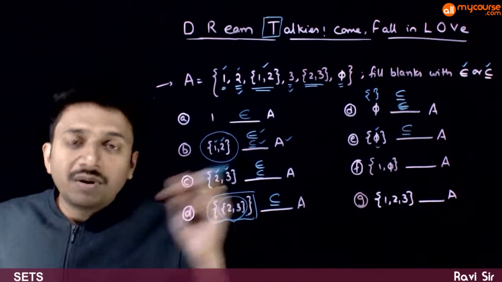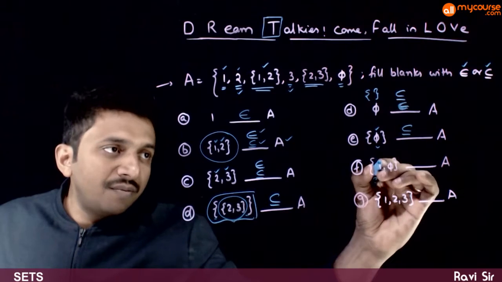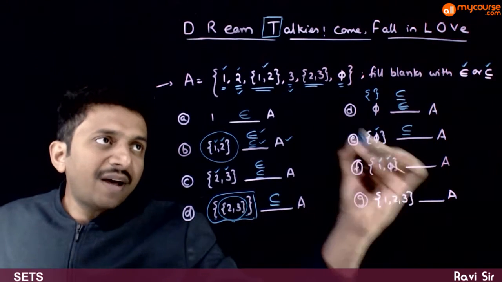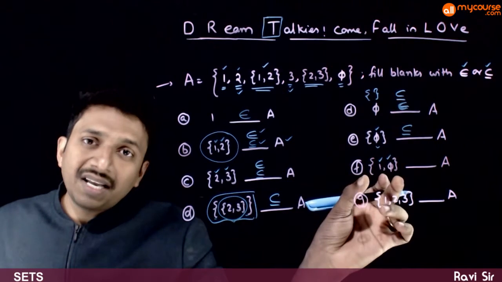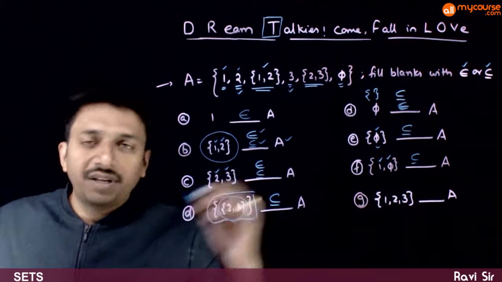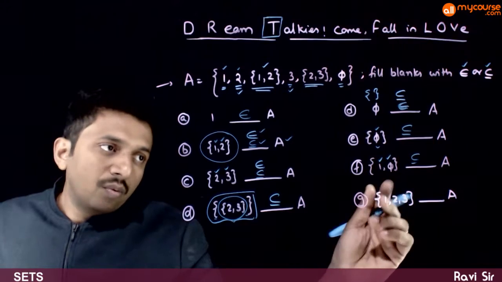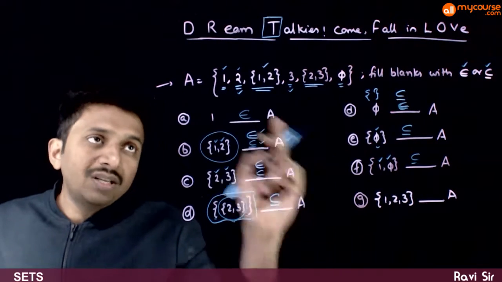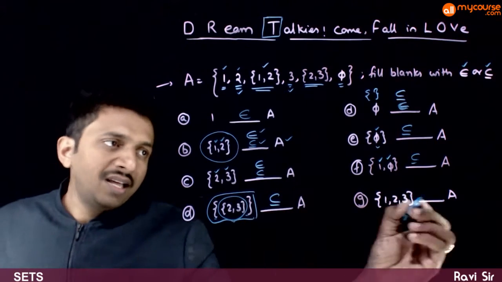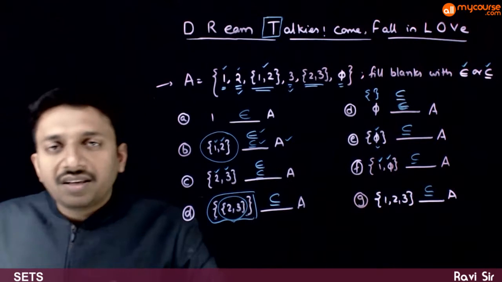Set containing 1, 5. So as you can see, 1 is an element of A, phi is an element of A, so the set containing 1, 5 is a subset of A. Set containing 1, 2, 3: 1 is present in A, 2 is present in A, 3 is also present in A, and the set containing 1, 2, 3 is a subset of A.